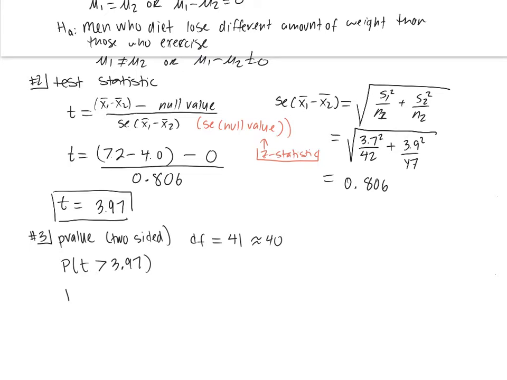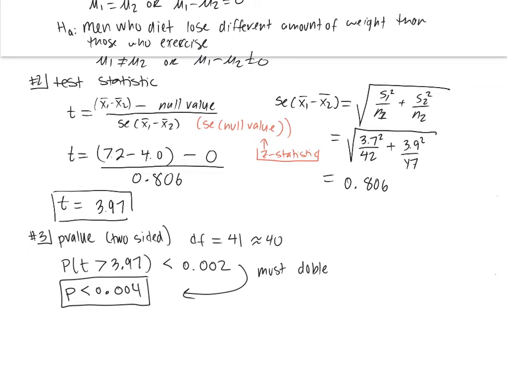So what's the biggest t-value that we have? 3, right? So if you go down to the 40 row, your p-value is smaller than what number? Less than 0.002. So your actual p-value is less than 0.004. Does that make sense? So you must double, as we have a two-sided test.